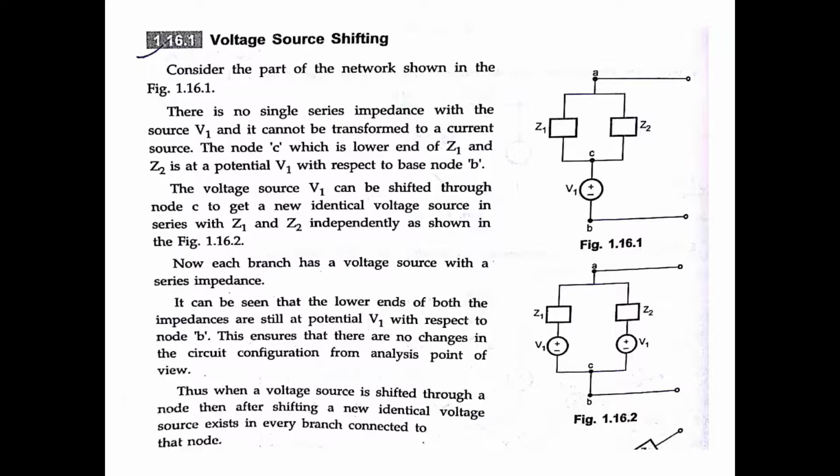Here the impedances will be Z1 and Z2 with the voltage source V1. There is no single series impedance with the source V1, so it cannot be transformed to a current source. So, not a single source.